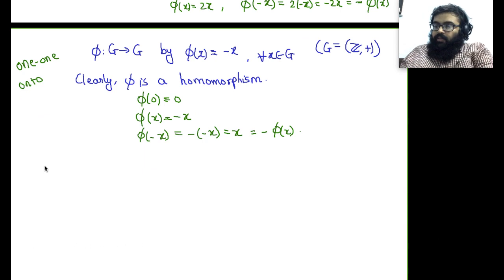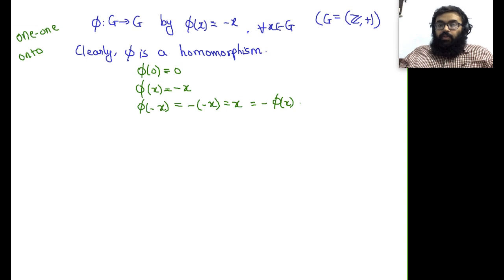And the third example which we had given in the class, so this was G to G. One example we have seen: for any group G, the identity map phi of x equals x is always a homomorphism. And if we take a particular group like Z under addition, then phi of x equals minus x is a homomorphism different from identity. We have the homomorphism phi of x equals 2x, which is 1-1 but not onto, and that is also another homomorphism different from identity. And so that was G to G.